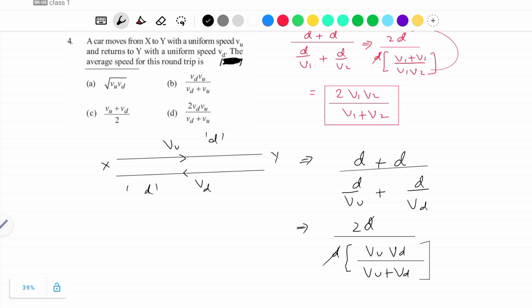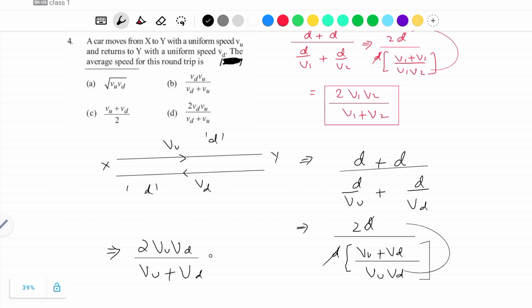Students, d and d will get cancelled. Sorry, I have simply exchanged the terms. Numerator will be vu plus vd, and denominator will become vu vd. Now this vu vd will get multiplied by this, and it will become 2 vu vd over vu plus vd. That is our answer. So again, option D matches.